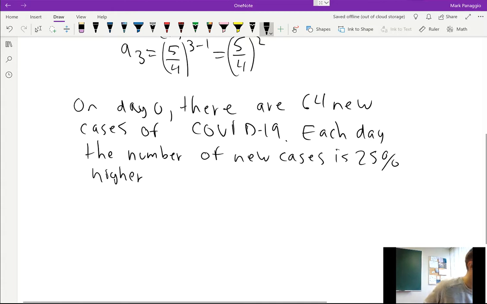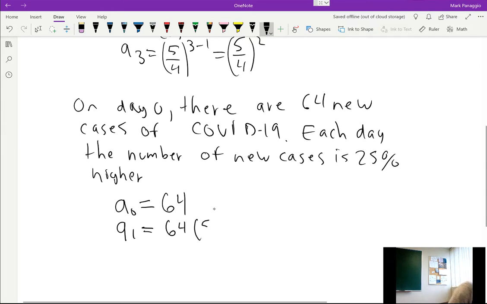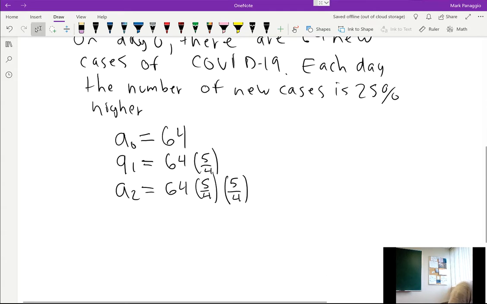Well, what would that mean? Well, that would mean on day 0, we'll call this A0. Sometimes you'll start a sequence with the index 0. Sometimes you'll start with 1. So on day 0, we have 64 new cases. On day 1, we'll have 25% more, which means we'll have 5/4 as much as we had on the previous day. So we'll have 64 times 5/4. And then on the next day, which we'll call A2, we'll have 5/4 of what we had before. So 64 times 5/4, that was what we had on day 1, and we'll multiply that by 5/4 again to have another 25% increase.